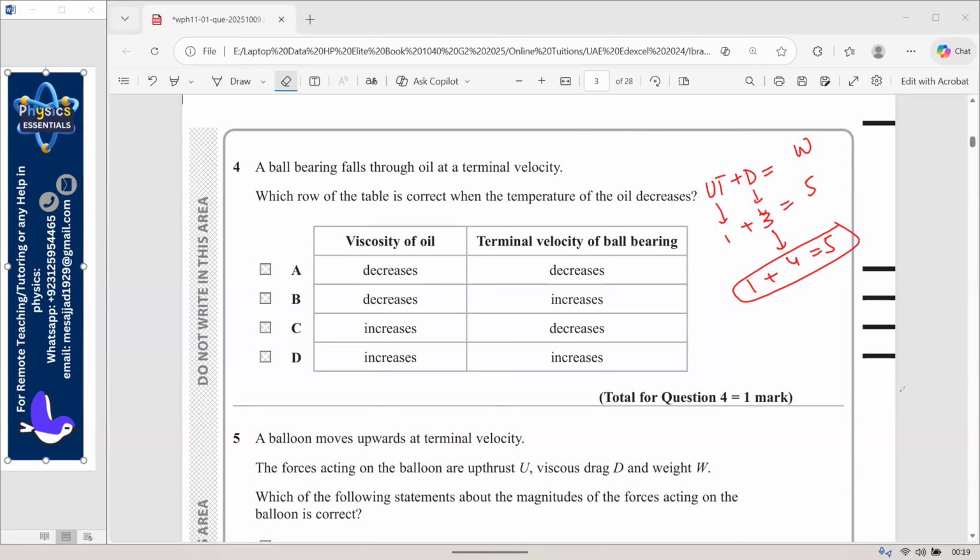So the only option is C, because viscosity increased means drag force increased. Okay, 6 pi r eta v. So when you increase the drag, it means you are increasing the viscosity. Viscosity is a direct measure of the density. As you have more density, it means you have more viscosity or more viscous drag. Okay, and therefore the terminal velocity will decrease.